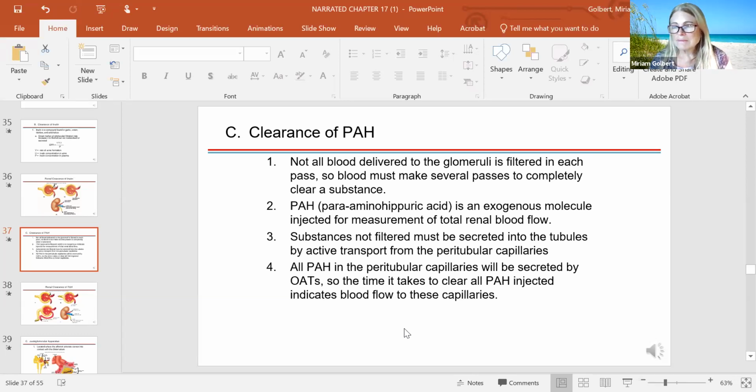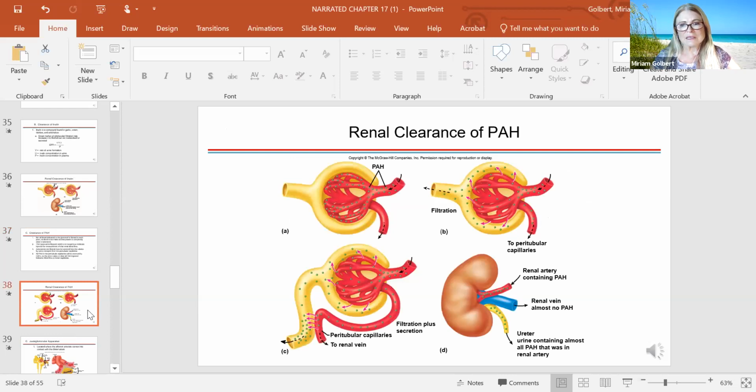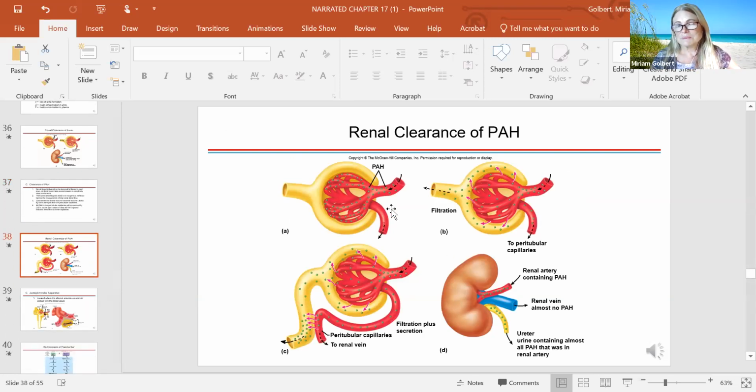This is not that common. We don't do this one because it's injecting something exogenous in a patient. So this is one other test to check for GFR, but it's not commonly used just because in general, we don't like to inject things into a patient that is not natural. And again, you start with a specific concentration, you check the concentration in blood right after, and then you collect the urine and you check the concentration in urine.